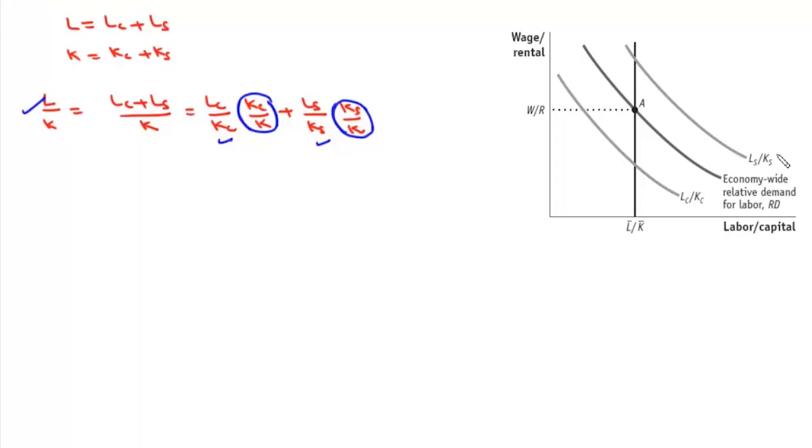Now as studied previously, relative demand of labor in shoes is higher, and if we find economy wide relative demand of labor, it will be this curve which lies between LS upon KS and LC upon KC, being their weighted average. So we have this curve. Now the total amount of resource at home is fixed. So basically L and K at home are fixed, and therefore this ratio L upon K is also fixed, thereby giving us this vertical line, and this line intersects economy wide relative demand for labor at this point A, from which we can determine home wage upon rental. So this is our home wage upon rental in case of no trade.